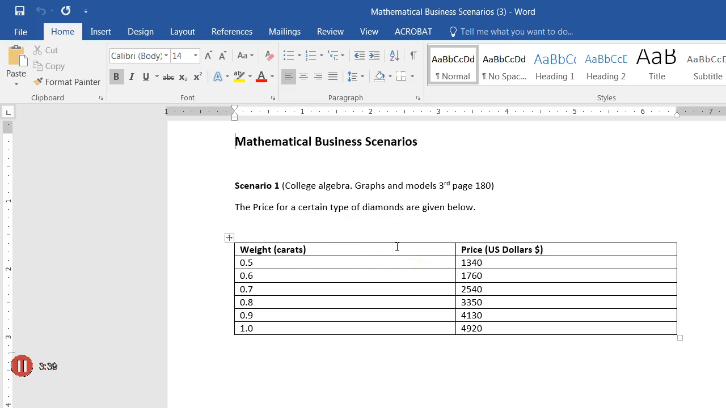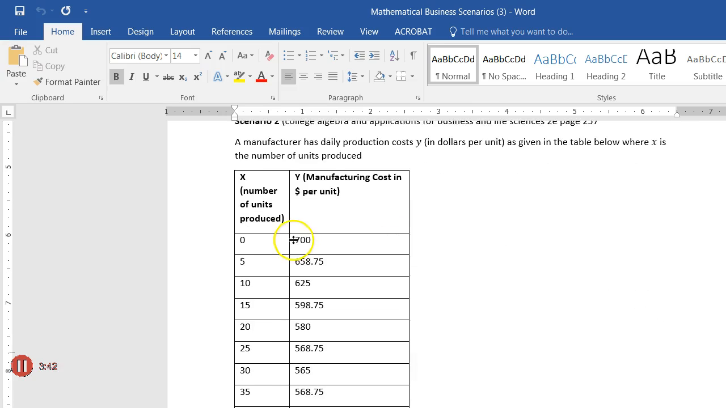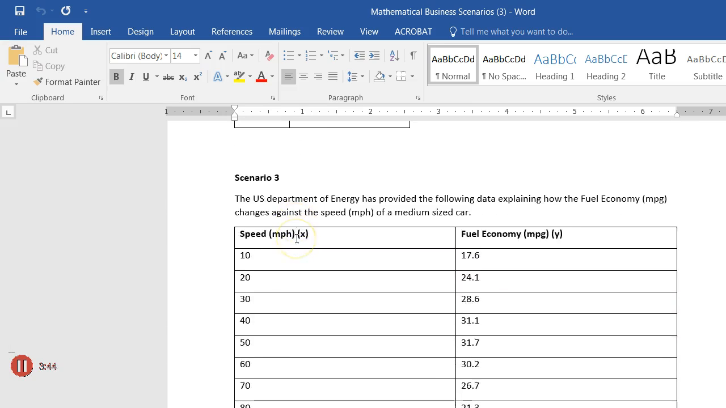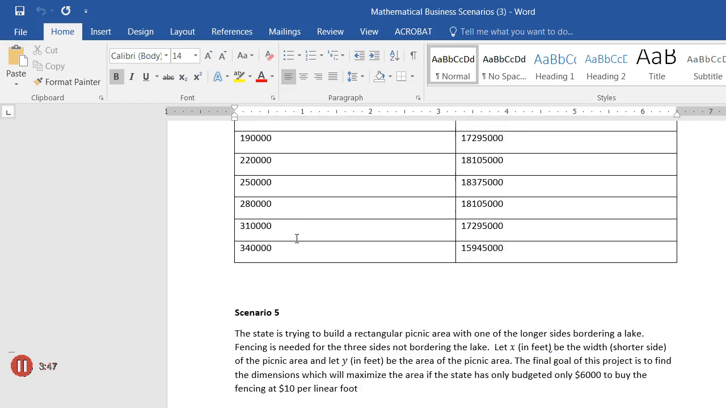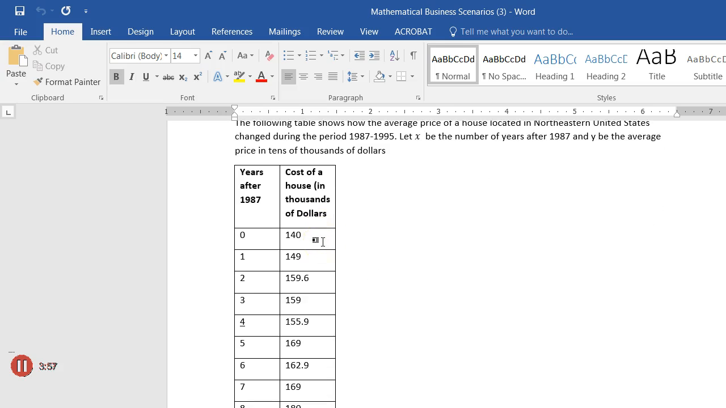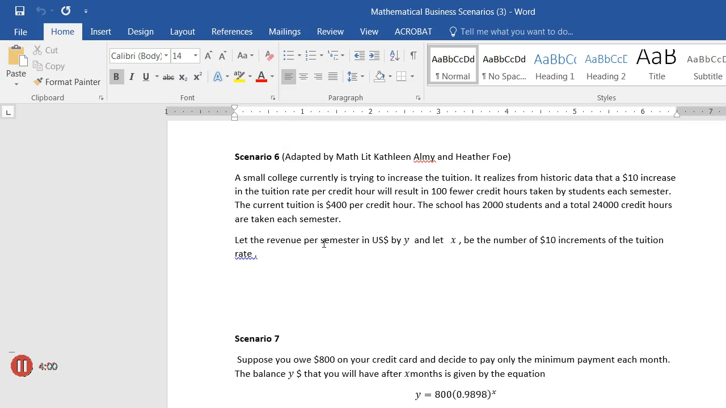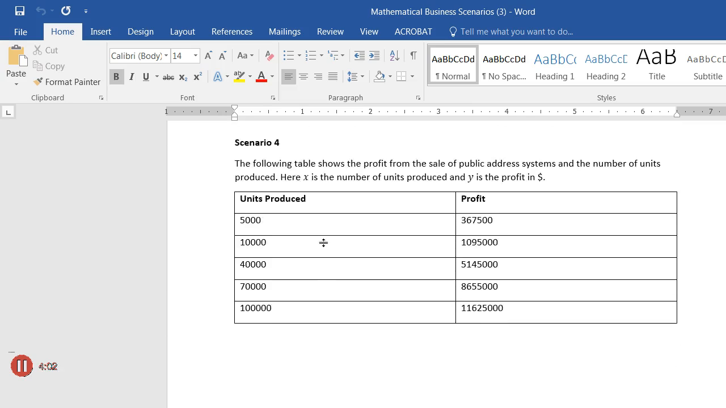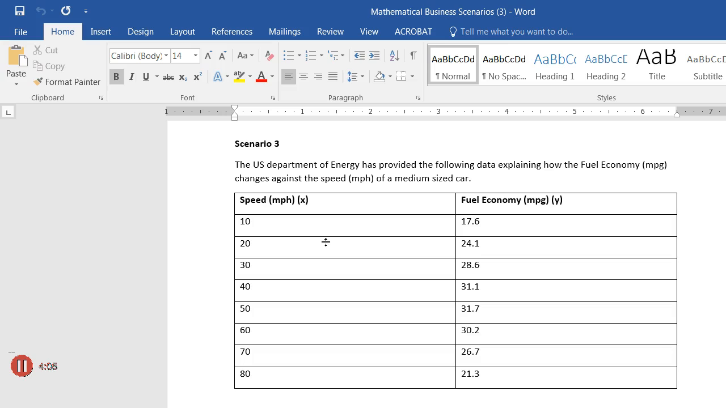Such tables appear in scenario 1, scenario 2, scenario 3, scenario 4, and scenario 8. These tables appear, and what you need to do is use Microsoft Excel or some spreadsheet to model this into an equation. What do you mean by modeling? Modeling is the process of converting a real-life scenario into a mathematical equation.